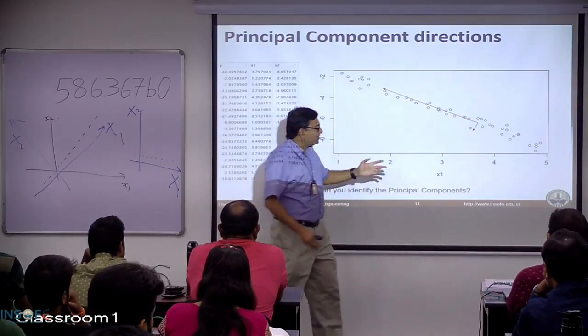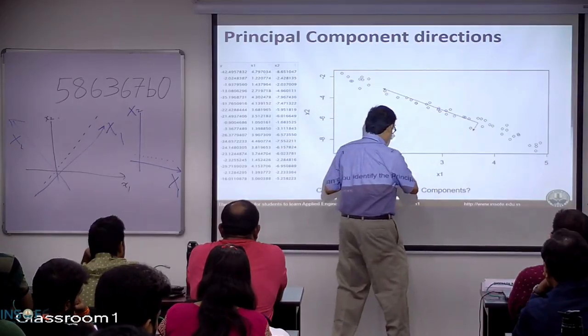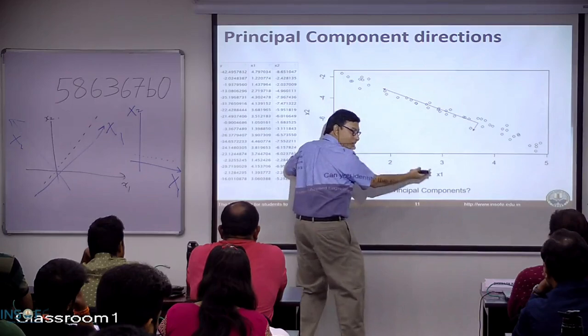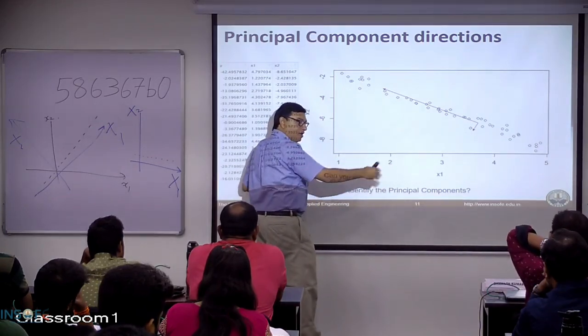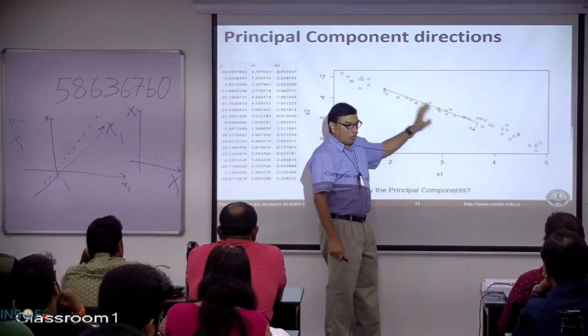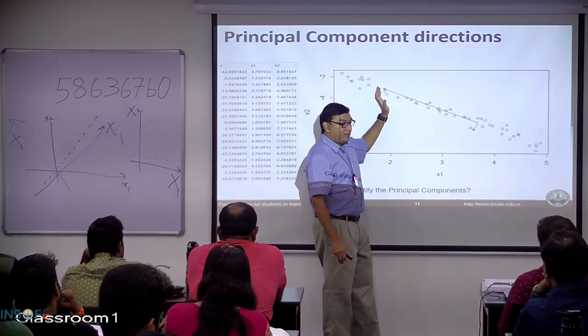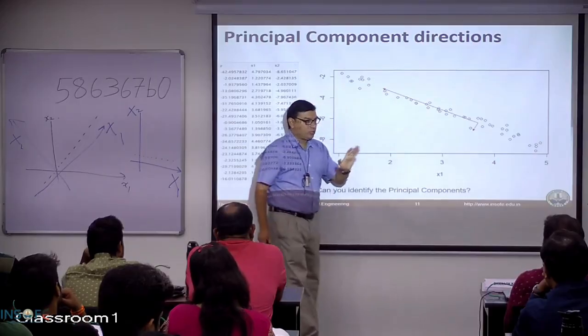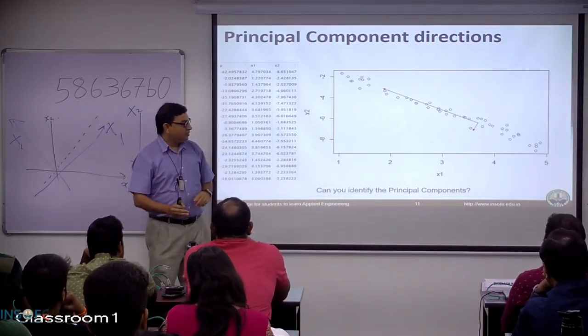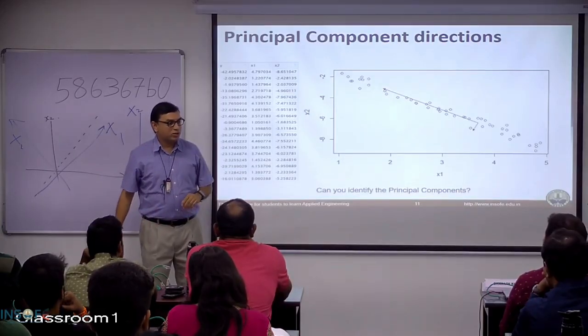The direction is irrelevant, right? By convention we choose this to be positive and that to be negative, but I could have put this one to be positive and that one to be negative. The meaning still remains the same, the model still remains the same. The direction of the axis is pretty much arbitrary.